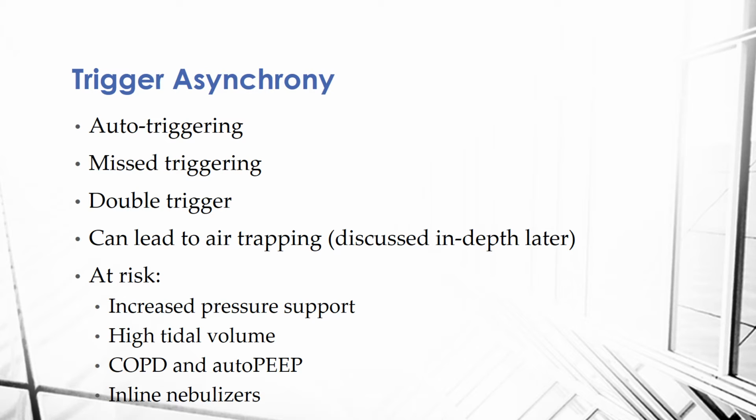So people at risk for trigger asynchrony are usually people that have a lot of pressure support, high tidal volumes, they have COPD or the presence of autopeep, or also patients that are getting inline nebulizers. And these are the small volume, not really the multi-dose inhalers. Those won't have too much of a problem with your ventilator, but the inline nebulizers will.